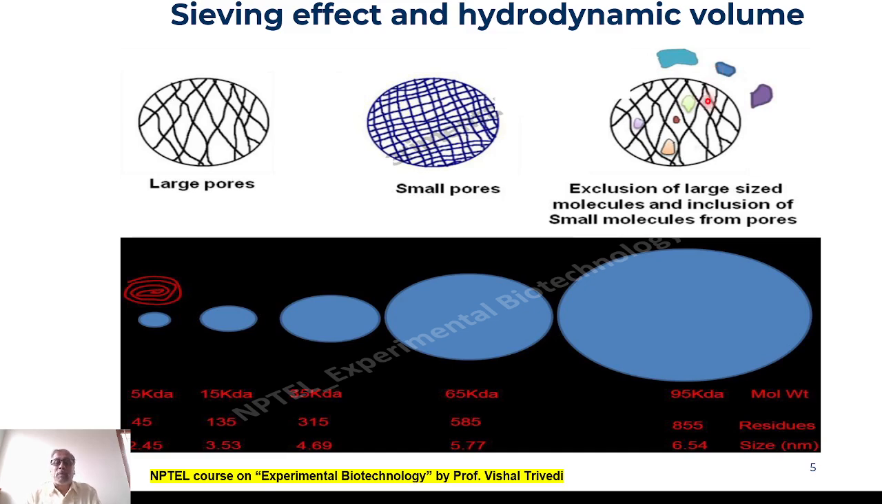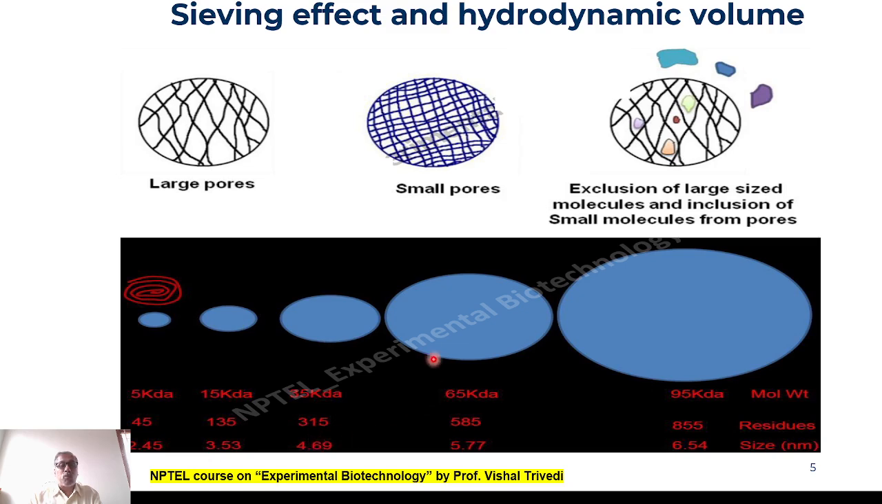Second thing, you can see the hydrodynamic volume. Now you can see 5 different molecules. Here the molecular weight is 5 kilodalton and the molecular size is 2.45 nanometer. Here 15 kilodalton, the size is 3.53 nanometer.